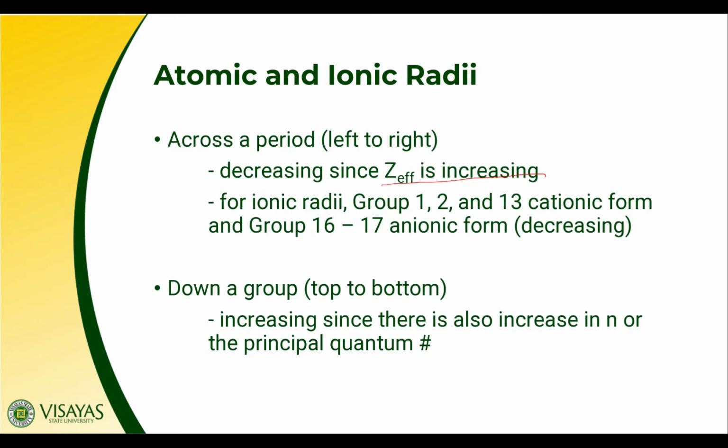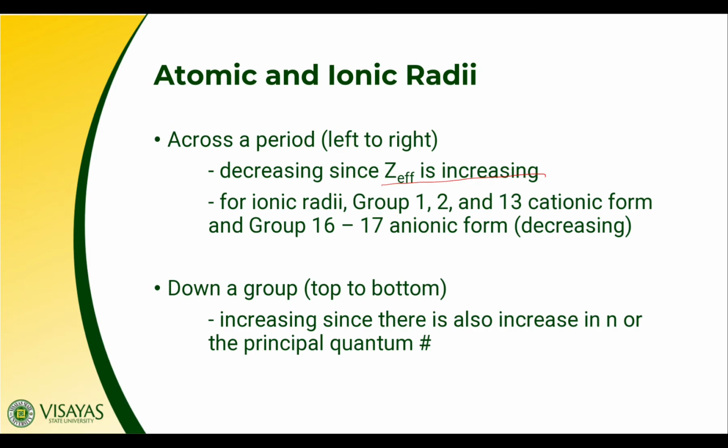Okay, for ionic radii, the trend is it decreases from left to right. What do you mean by ions? We have cations and anions. So when do we form cations? Cations are positively charged ions.